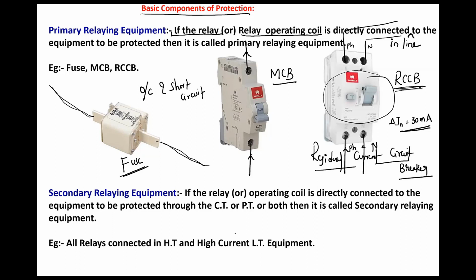The next one is secondary relaying equipment. Here the relay or the relay operating coil is not connected directly, but is connected to the equipment to be protected through a current transformer or potential transformer or both. Then it is called secondary relaying equipment.